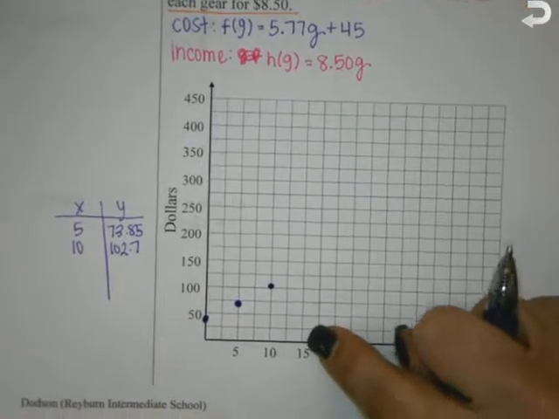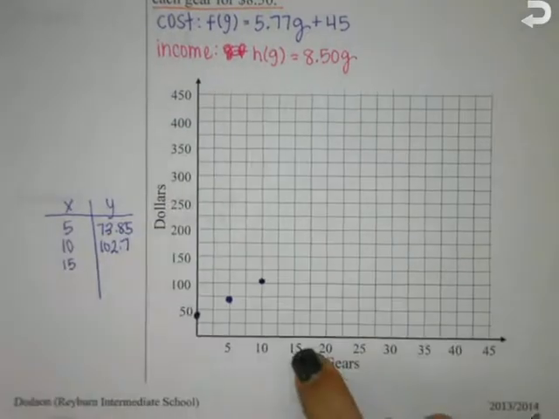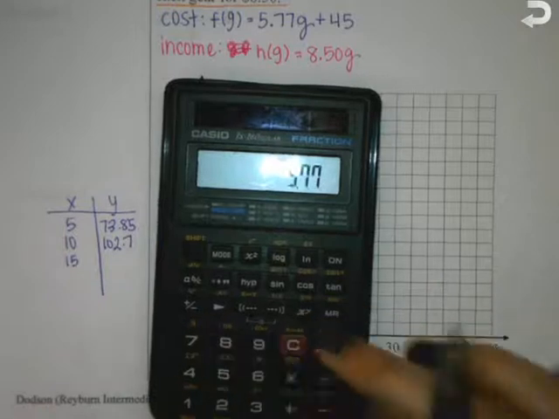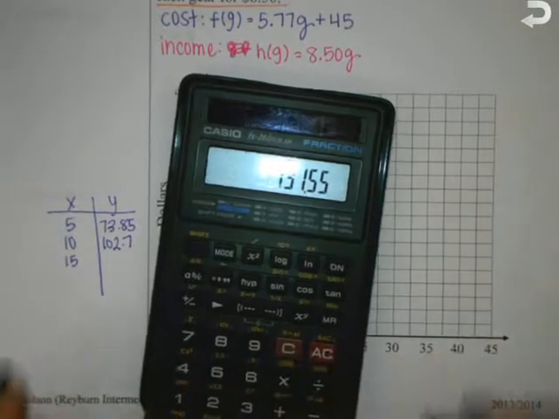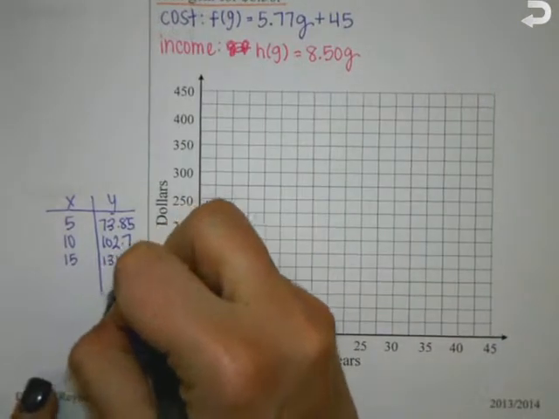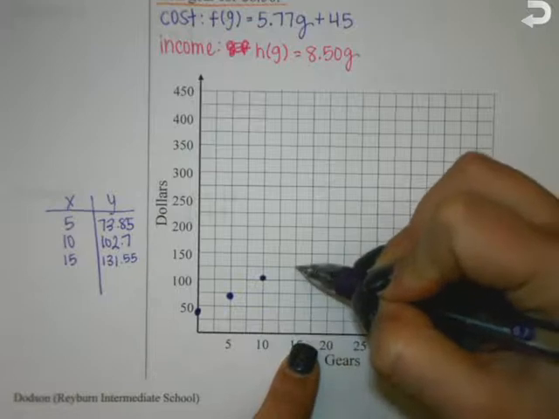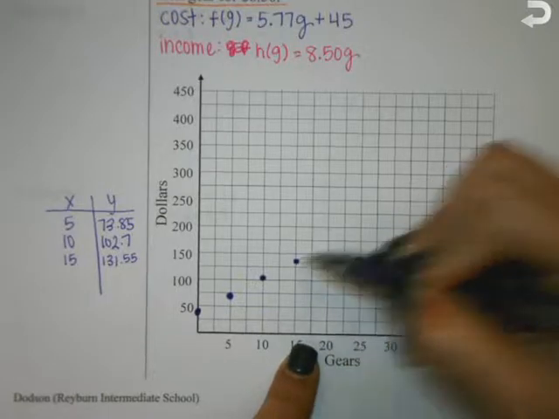You still have to pay shipping on Amazon. Let's plug in 15. So if I bought 15 gears, it's going to cost us $131.55. So when we bought 15 gears, this is 125, so 131 would be somewhere right here, and it should start making a line, right?